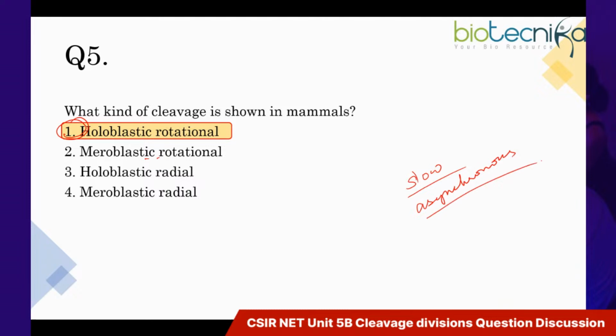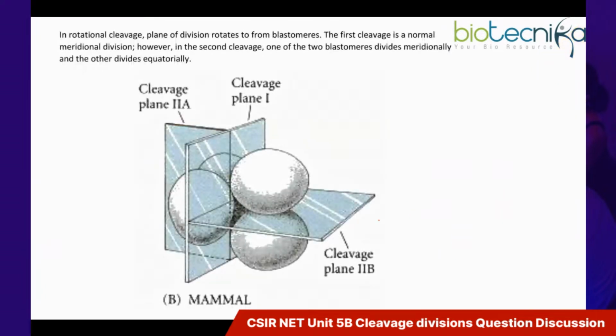These are the two very different styles of mammalian division, and the third style is rotational division, because mostly the cells will divide in the same plane, but here it will be different. So the first cleavage division will be meridional only, which gives rise to two cells. So this is one blastomere and this is another blastomere.